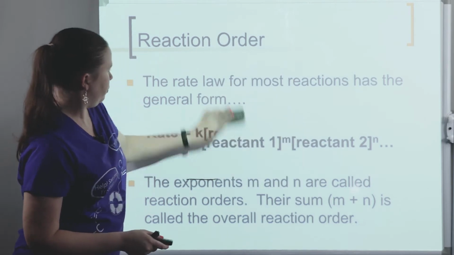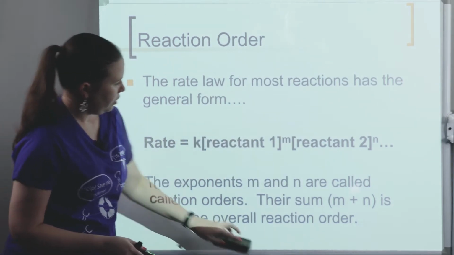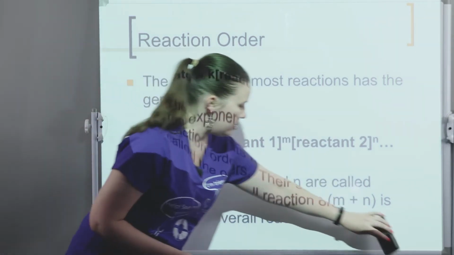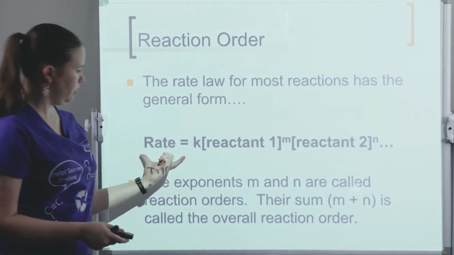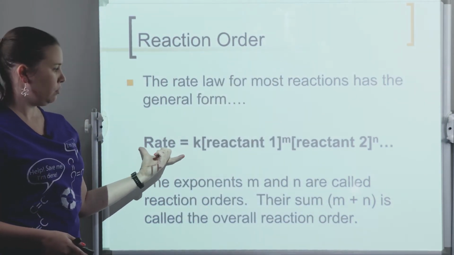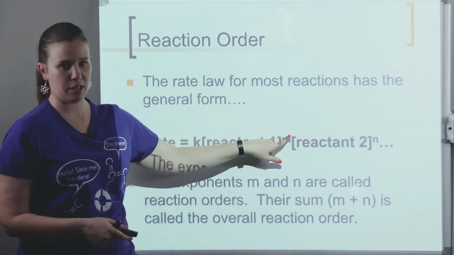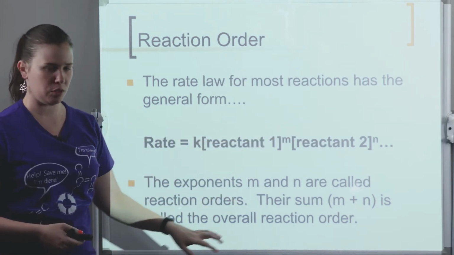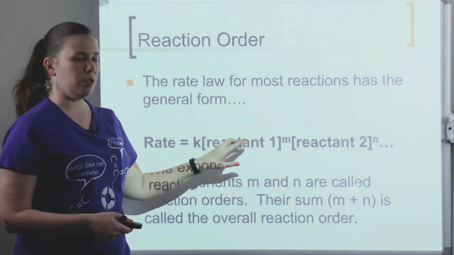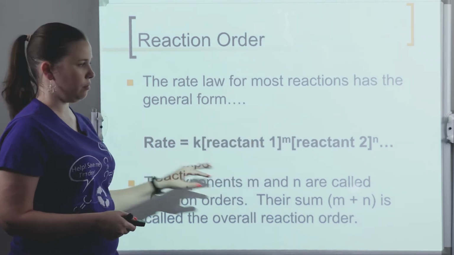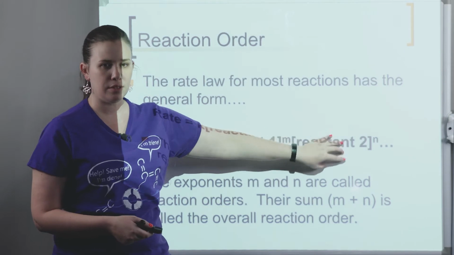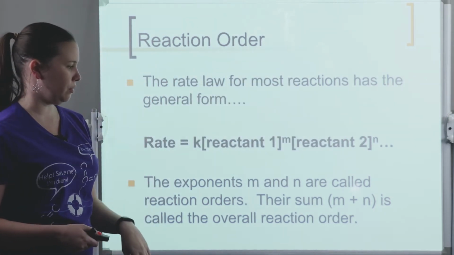So the general format here is that you always write rate equals, and yes, I will take off the point of that. That's part of the rate law expression. Rate equals K times the reactants, each raised to an exponent. We'll talk about where these exponents come from in just a minute. M is showing you how the first reactant affects the rate. N is showing you how the second reactant affects the rate, and so on.